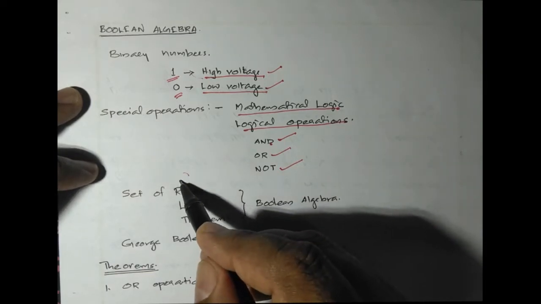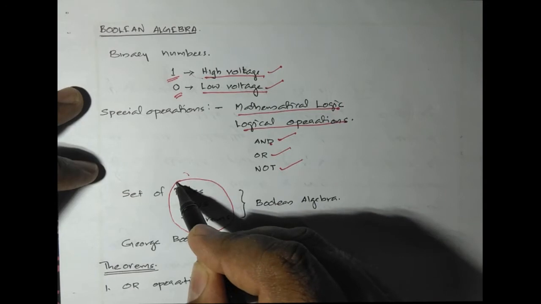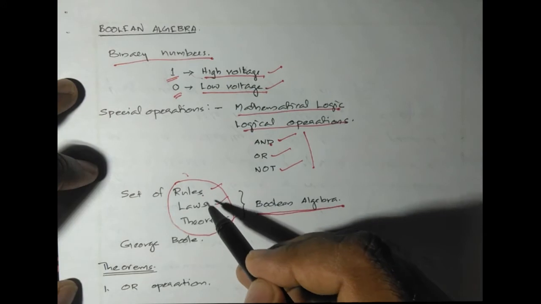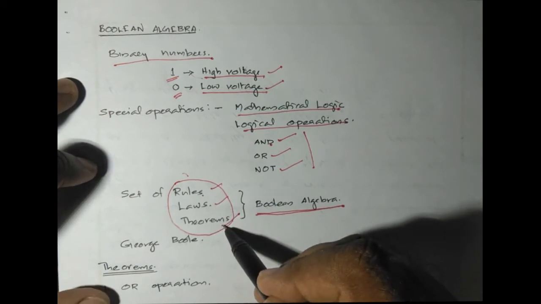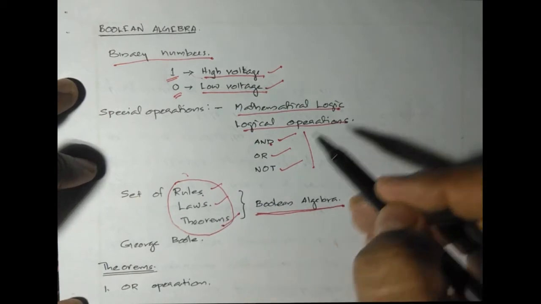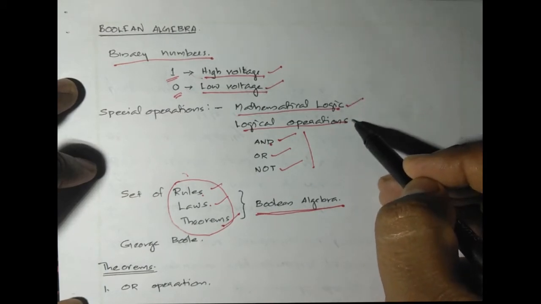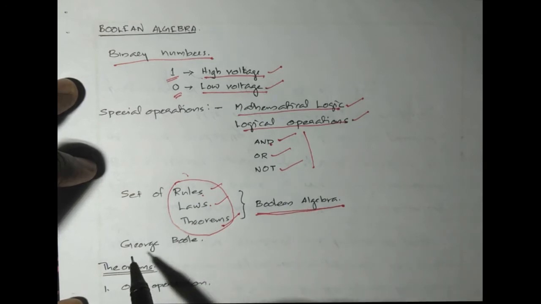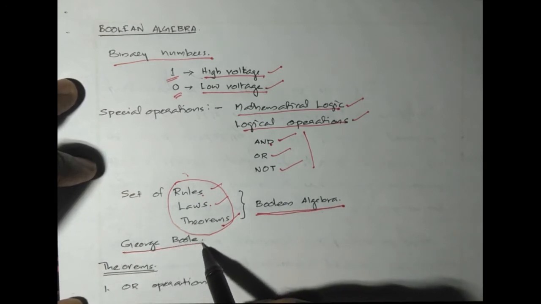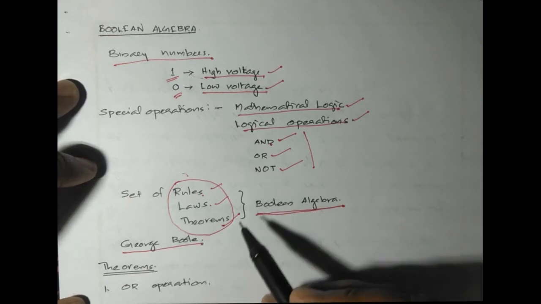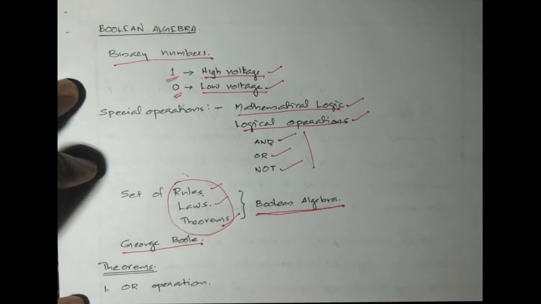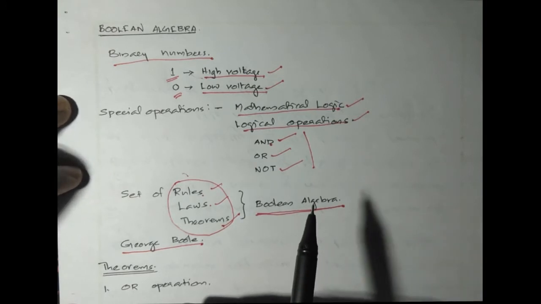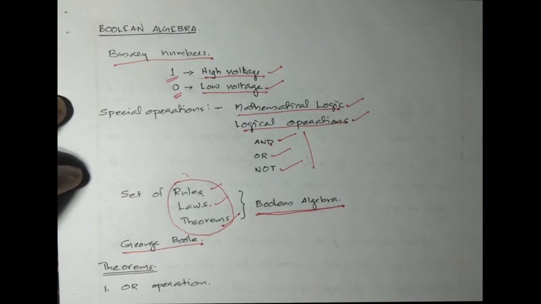These rules, laws, and theorems together form Boolean algebra. They are used to perform these mathematical logical operations. This was first put forward by the English mathematician George Boole. That's why we call it Boolean algebra. So we need to familiarize ourselves with the theorems of Boolean algebra.